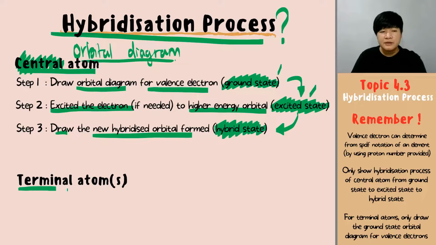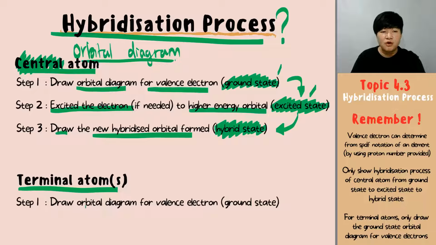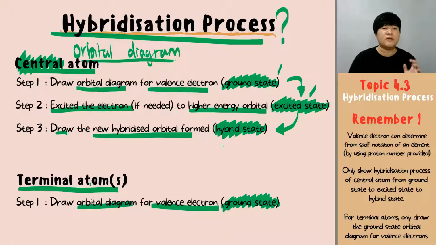How about terminal atoms? For the terminal atoms, we are not showing the hybridization process, but it's very important for you to draw the orbital diagram for the valence electrons only. In other words, for the terminal atom, all you need is the ground state of the orbital diagram for your valence electrons only. Okay? The central atom is the only one for which we show the hybridization process.